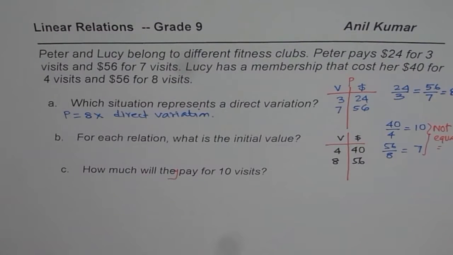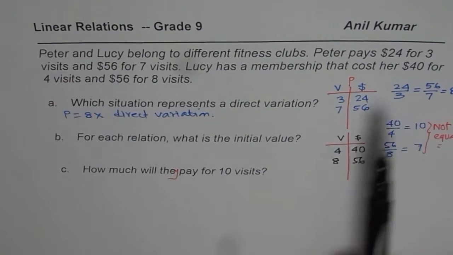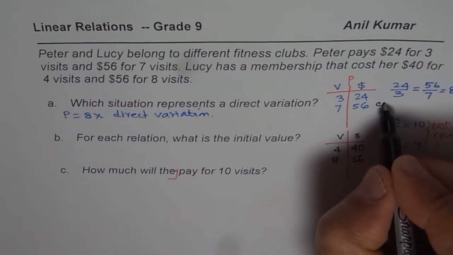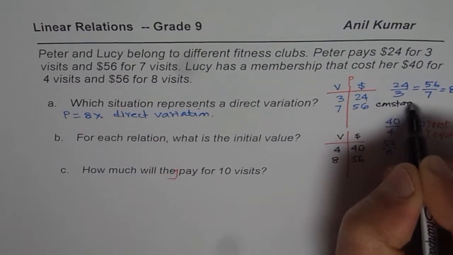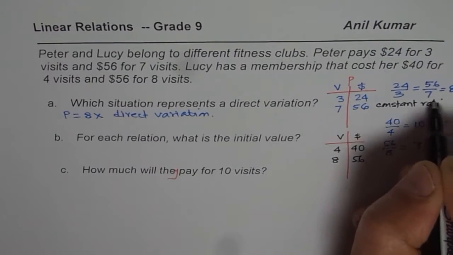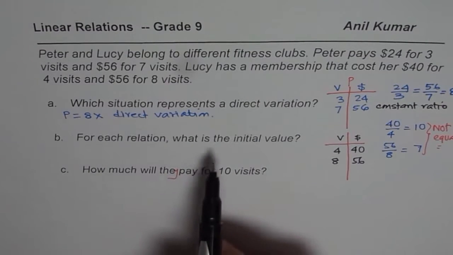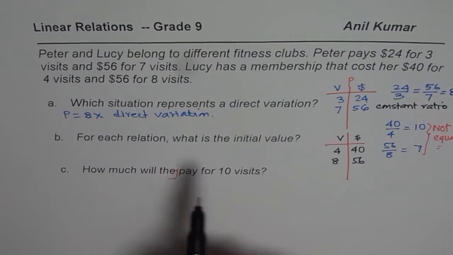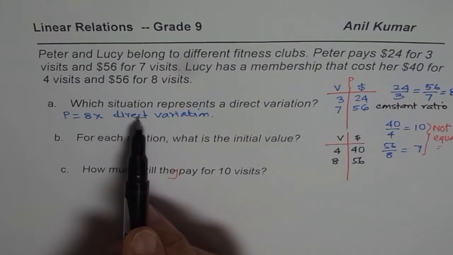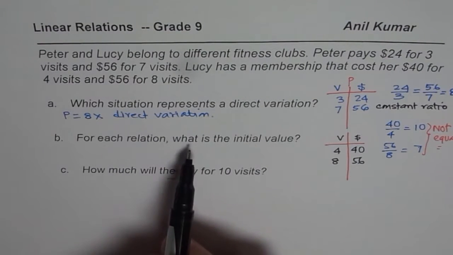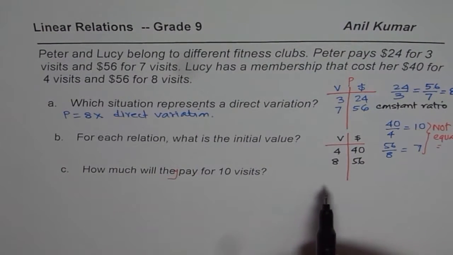I hope that part is absolutely clear to you. It's a partial variation. So that is one way of finding whether the data represents direct variation or not. If the ratios are the same, then it's direct variation, so we have a constant ratio. Now, for each relation, what is the initial value? Of course, for the first one, the initial value is 0. But for the second one, we need to find the initial value.